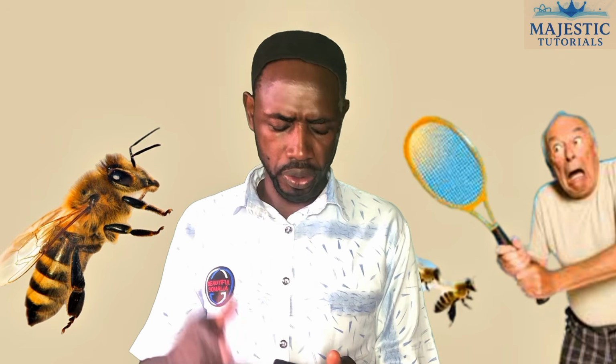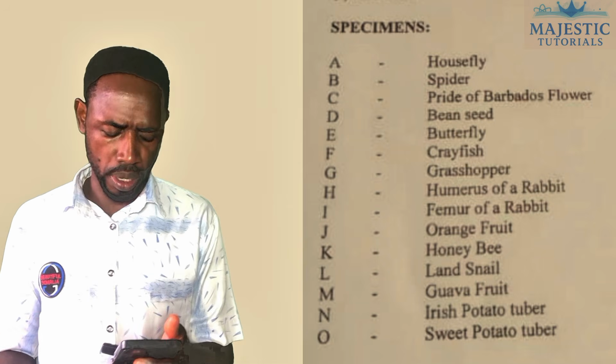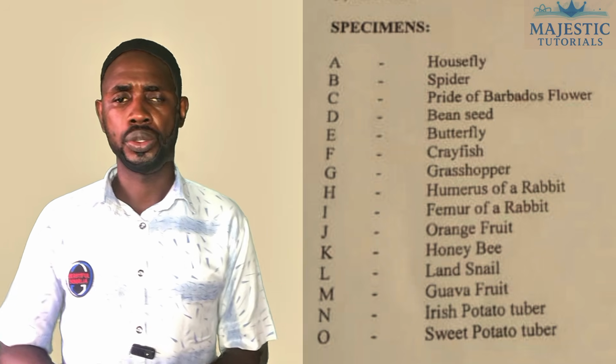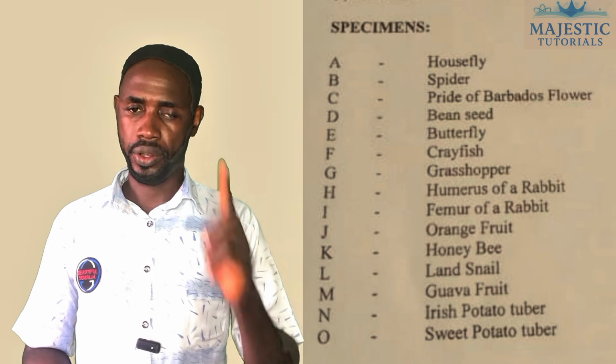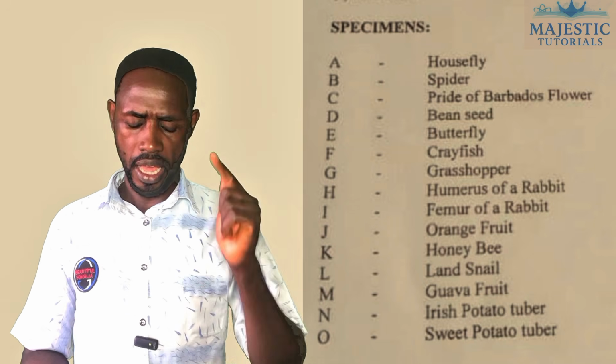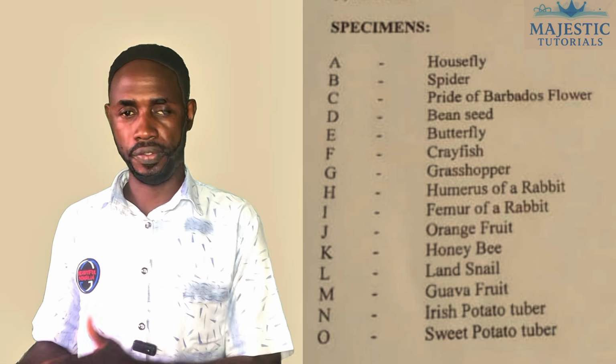All right, we move to land snail, maybe giant land snail. They are Achatina species. Then the guava fruit, the Irish potato tuber, and sweet potato tuber. So the whole specimen is focused on classification, and under that arthropods, like I've said. And then it also focused on fruits, then flower, sexual reproduction in flowering plants.